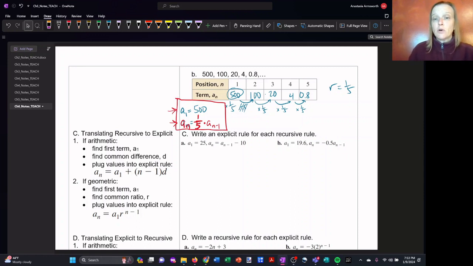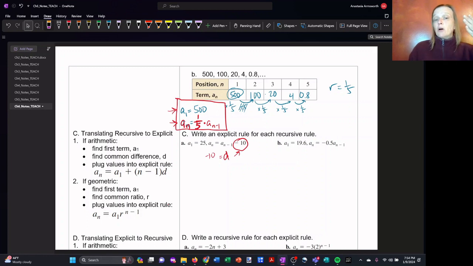Here we have a recursive rule. And notice that we're continually subtracting 10. Because we have this continual subtraction here, this must be an arithmetic function. This must be my common difference. -10 is my common difference.